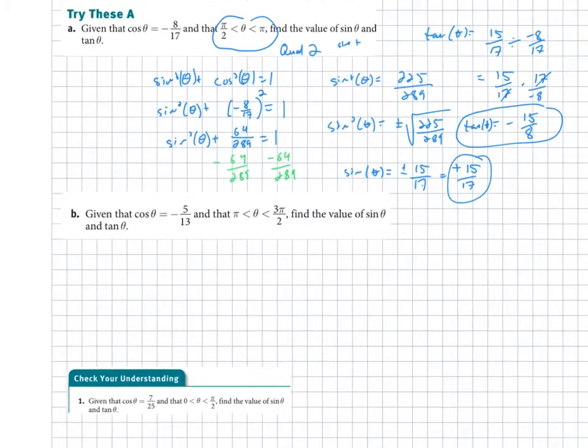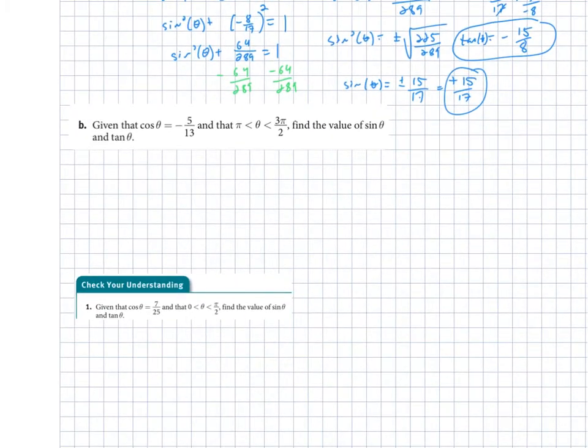So part B, different style. This is Mr. Rohde's preferred style. You might like it better. So we're given the cosine of the angle, and we're given that this angle is in between pi and 3pi/2, so that's quadrant 3. If I draw a quick sketch here of where this angle could be, I know this angle is over here in quadrant 3. Okay, so I just want you to start there. That angle's over there in quadrant 3.